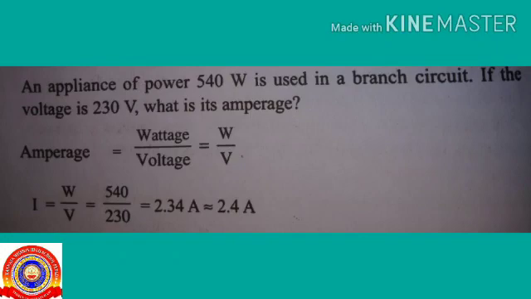So I equals W by V, that is 540 divided by 230. So the answer is 2.34. And the unit of I is ampere, we know. So 2.34 ampere. But here we are calculating amperage. So we have to write it as 2.34 amperage or 2.4 amperage.